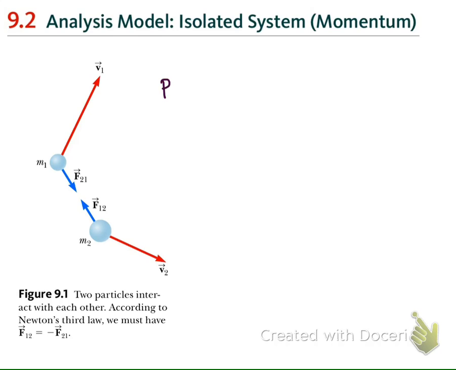P is equal to the summation of the linear momentum of each particle. So we have that P is equal to P1 plus P2, which equals m1 v1 plus m2 v2. Okay.